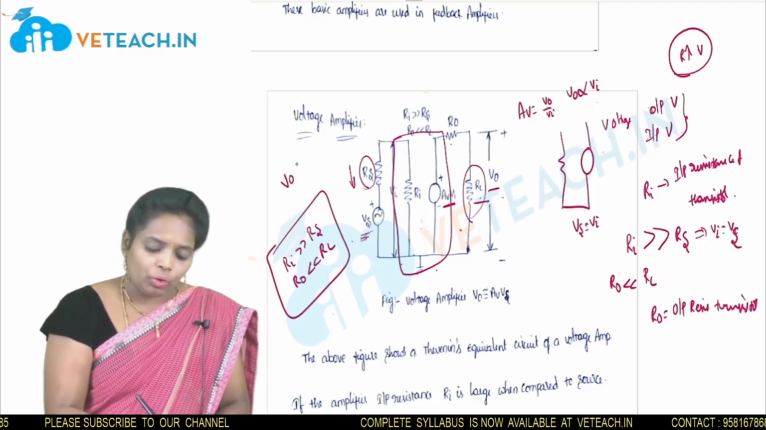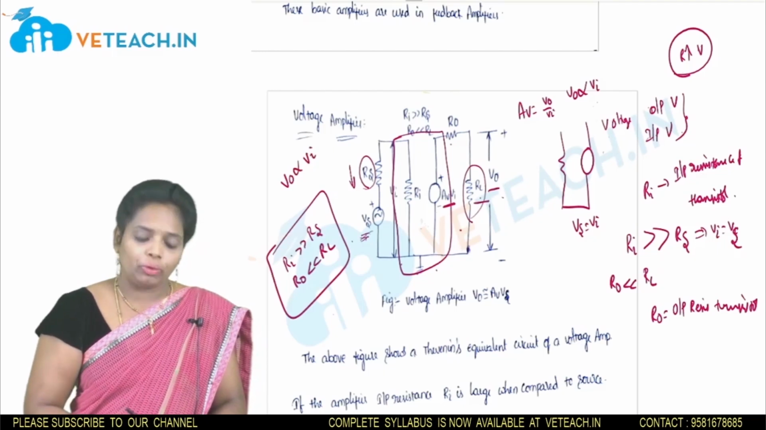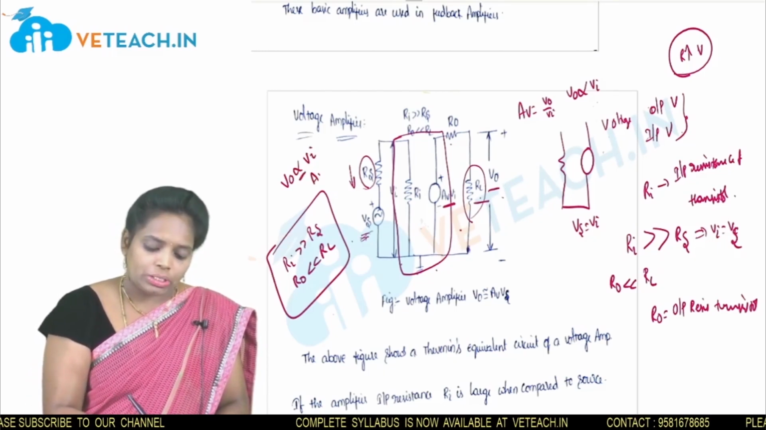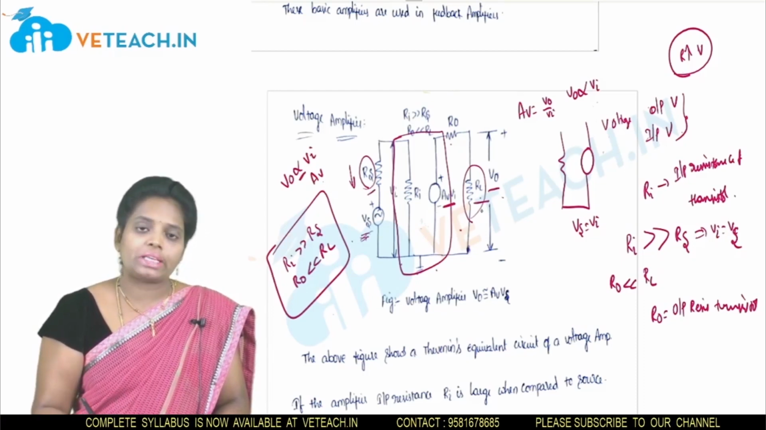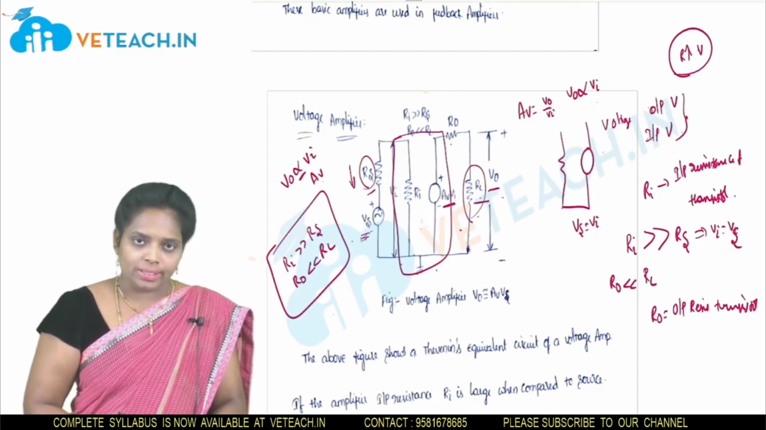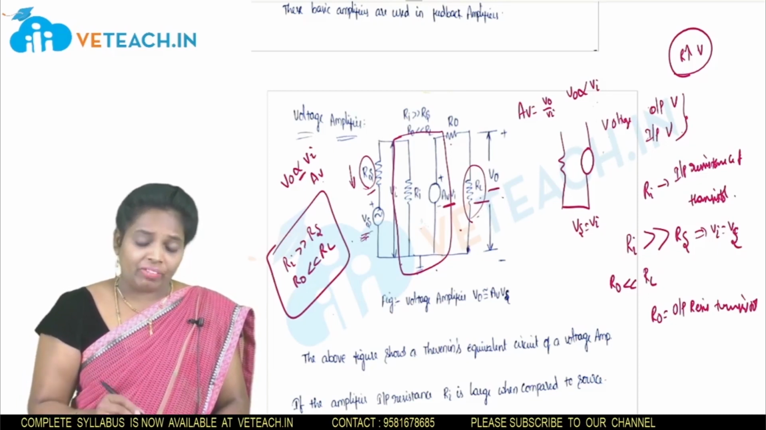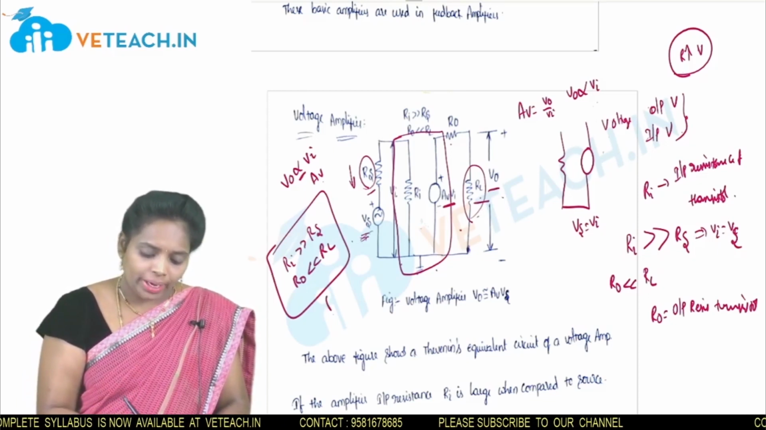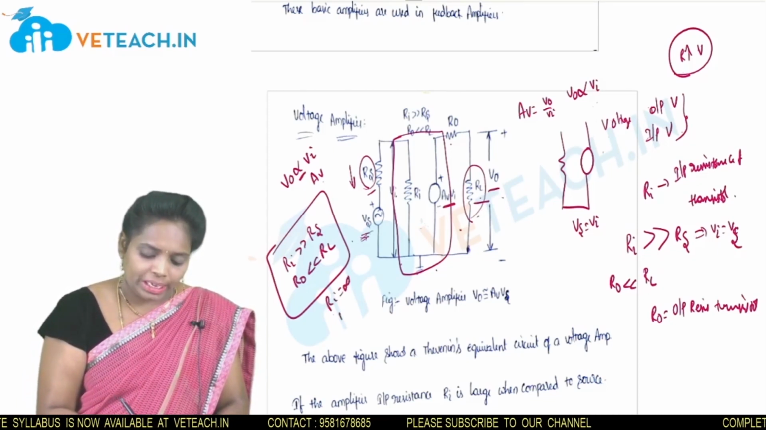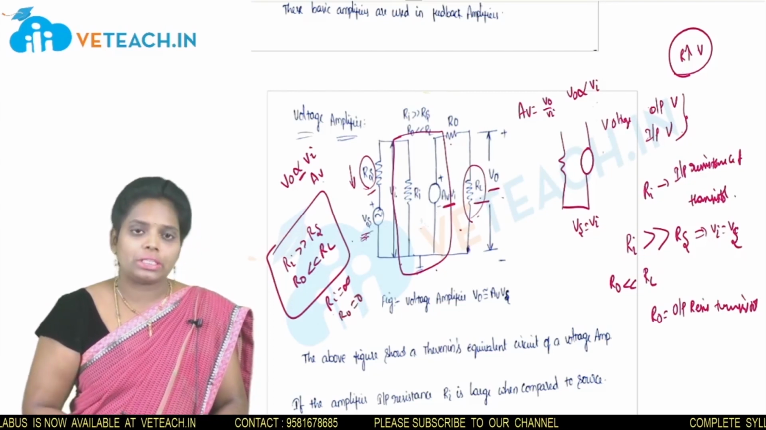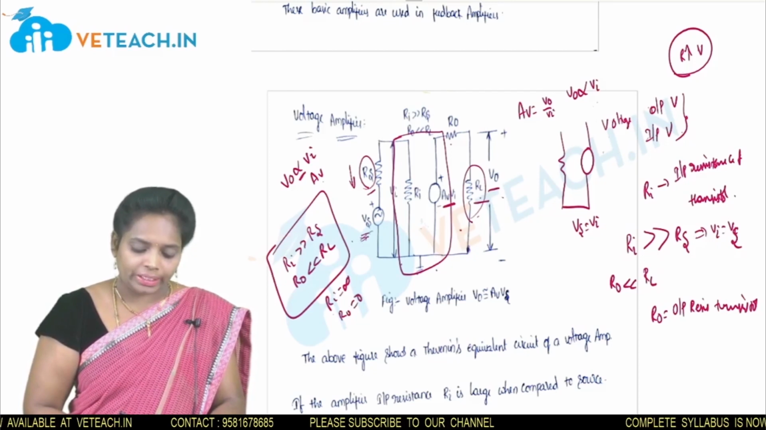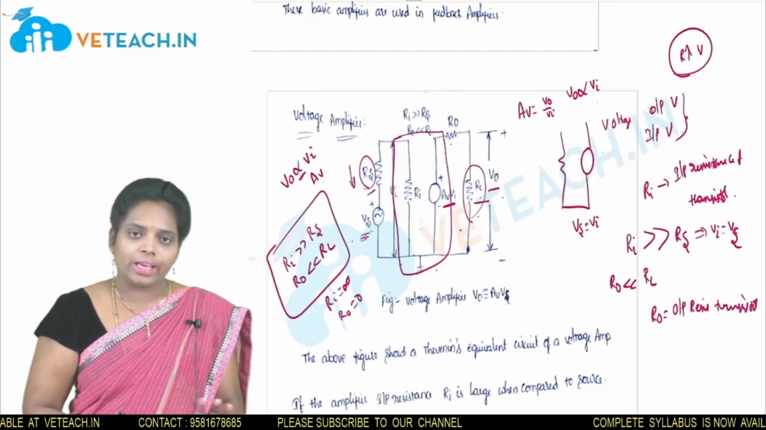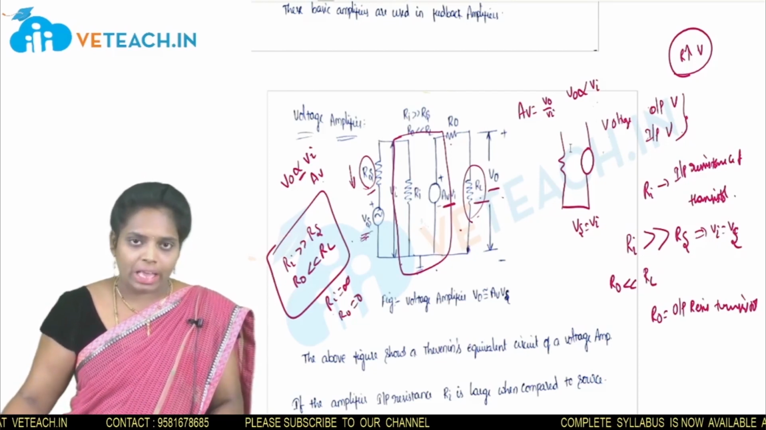And the output voltage is directly proportional to the input voltage. This proportionality constant is nothing but the Av, which is independent of the source resistance and the load resistance. For an ideal amplifier, Ri is equal to infinity and R0 is equal to 0. But for a practical amplifier, Ri is far greater than Rs and R0 is far less than RL. This is the voltage amplifier.